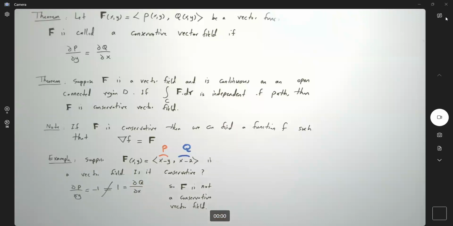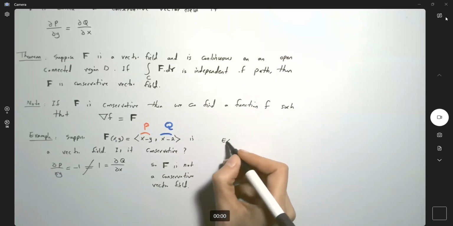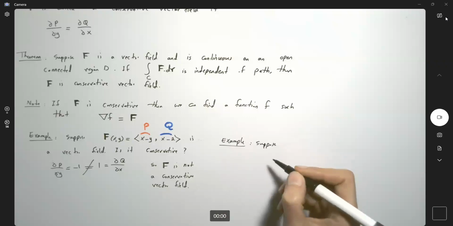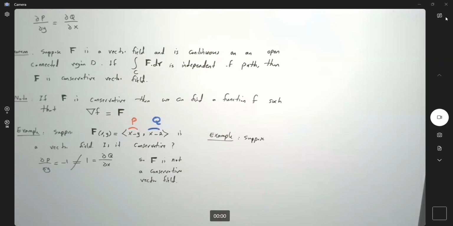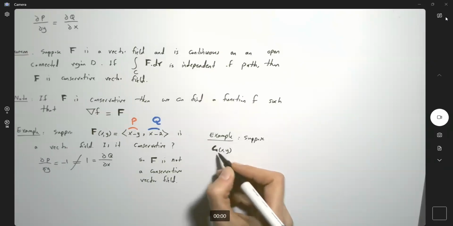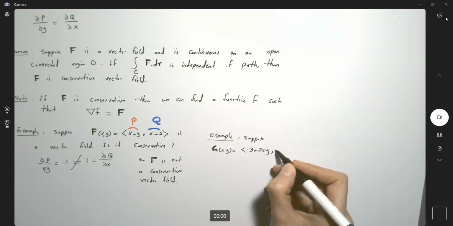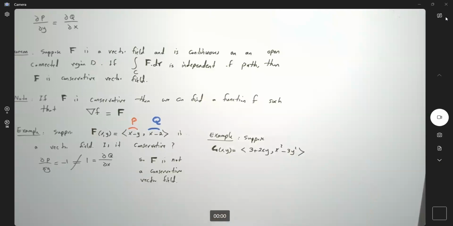Let's take a look at another example. Suppose you have another vector field. Suppose G of x and y is equal to, the very first component is 3 plus 2xy, and the second component is x squared minus 3y squared. What about this guy? Is this conservative? So the same process. This is your P, and this is your Q.